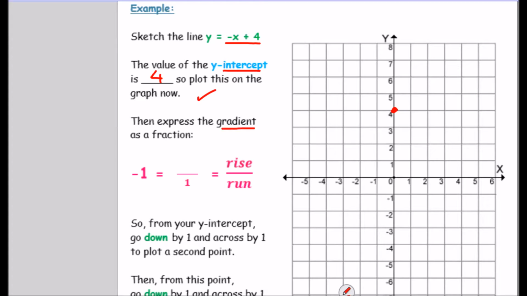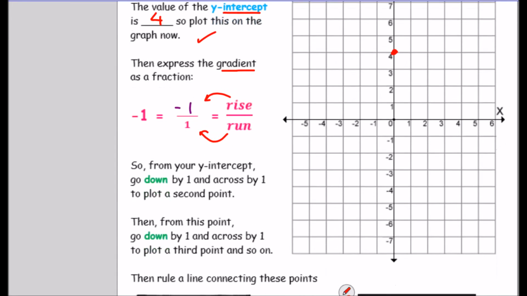Then express the gradient as a fraction. Is our gradient negative x? No, it's not. What is the value of the gradient equal to? Good, negative 1. So now let's express this gradient as a fraction. Negative 1 expressed as a fraction is negative 1 divided by 1, because a negative divided by a positive is a negative. So we have a rise of negative 1, going down by 1 basically, and a run of 1.